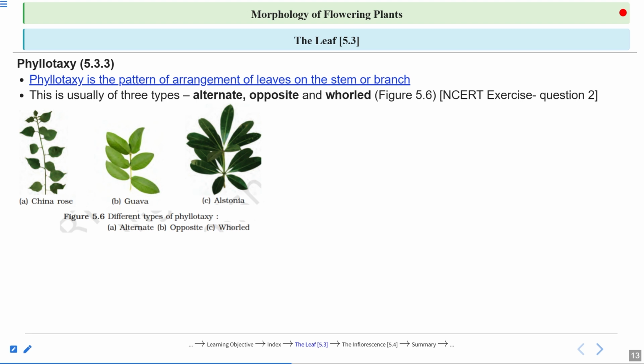This is related to this topic, phyllotaxy. You can see here, this is an image showing you different types of phyllotaxy. Alternate phyllotaxy is present in China rose, opposite phyllotaxy is present in guava, and whorled phyllotaxy can be observed in Alstonia. In alternate phyllotaxy, the leaves arise from alternate nodes. You can see this is an alternate pattern. In guava, opposite phyllotaxy means from a single node, two leaves are arising. And in whorled, from a single node, many leaves are arising.